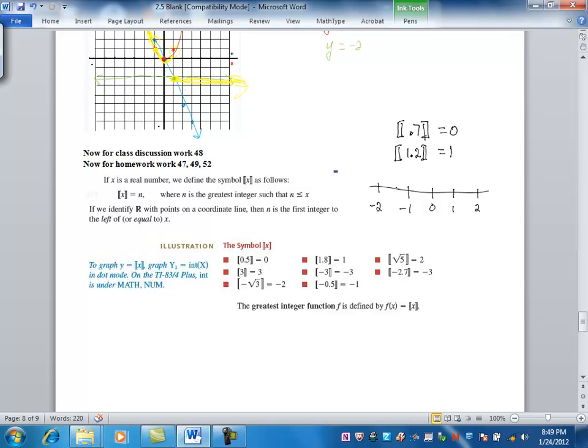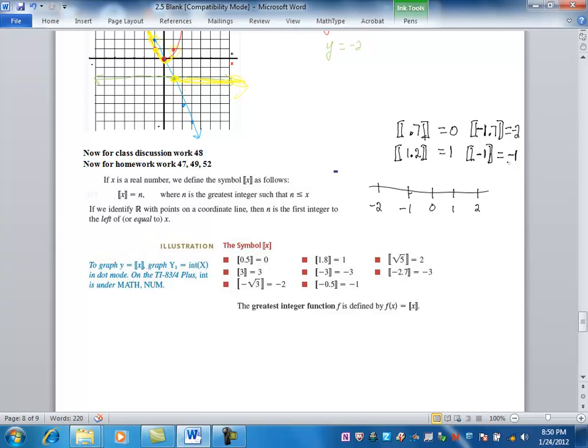Looking over here, let's say I have the greatest integer function of negative 1.7. Alright, now here's negative 1.7. The greatest integer less than or equal to negative 1.7 is negative 2. Okay, and let's now look at the greatest integer less than or equal to negative 1. Well, the greatest integer less than or equal to negative 1 is negative 1. So hopefully those few examples there will make it a little easier to understand what the greatest integer is.